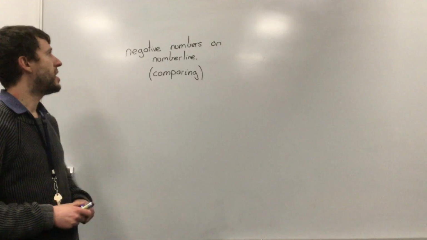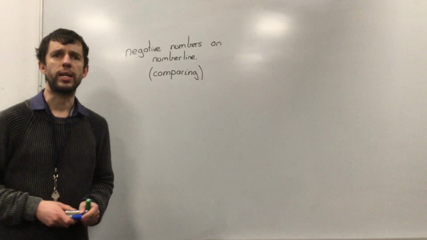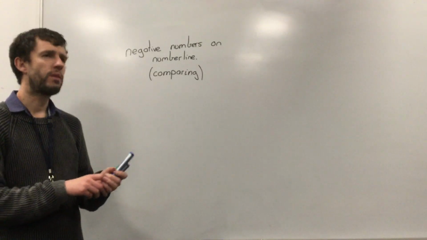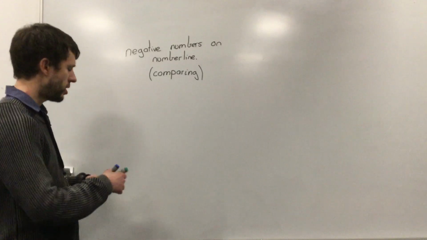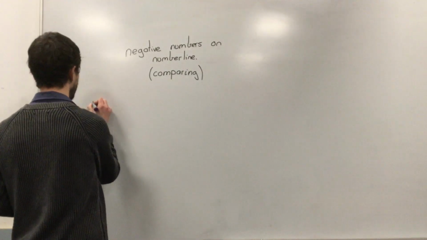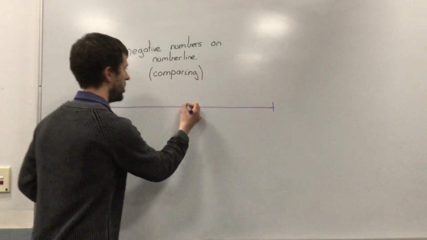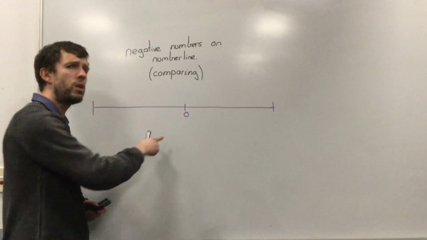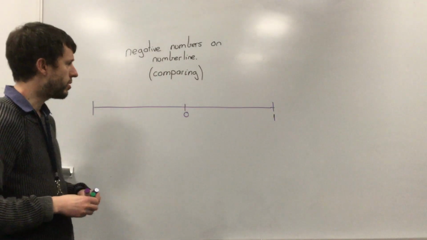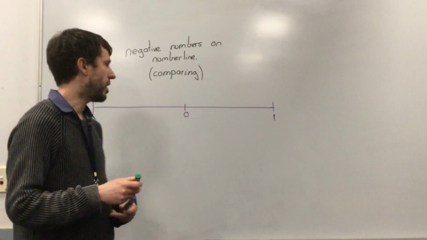So we are looking at negative numbers on a number line and we are going to be comparing our fractions. To start off, I wanted to think about our number line. So far we've looked at numbers that are greater than 0. We've normally looked at fractions that are greater than 0. So I'm just going to be thinking about, well, we can have fractions on either end.